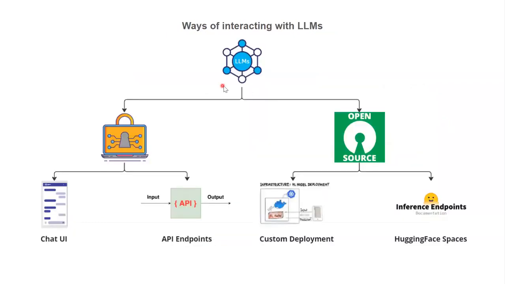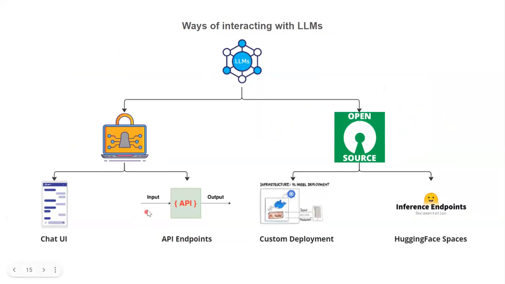Okay. Now, LLMs can be accessed. We just saw the user interfaces, right? And we saw two different types. One is a proprietary LLM, like ChatGPT, and then the open source LLMs, which we saw from Hugging Face. Now, we saw the chat UI and the Hugging Face endpoints. But there is another way of accessing LLMs, which is via APIs, API endpoints that are provided by the proprietary LLM providers.